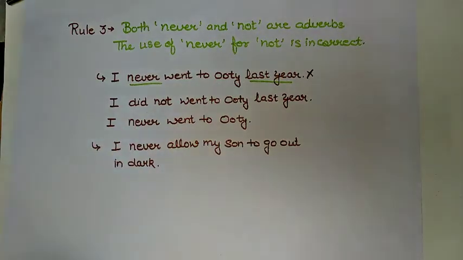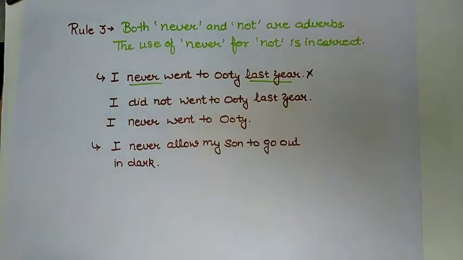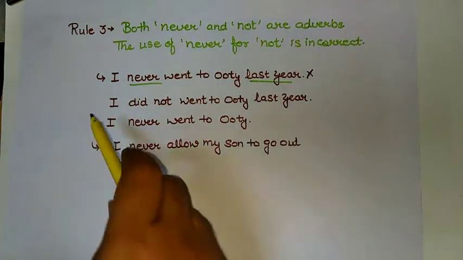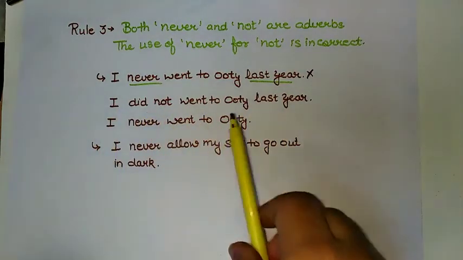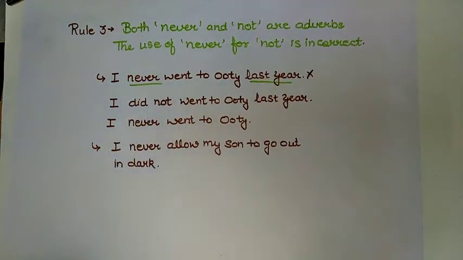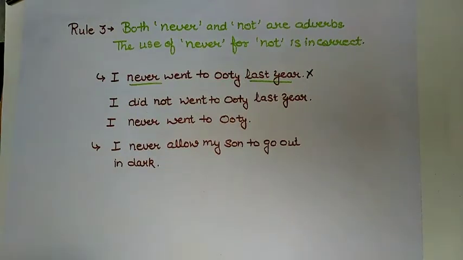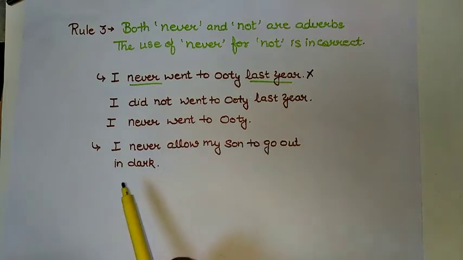So when you are using never and last year together, they are not making sense. The sentence can be either I did not go to Ooty last year or I never went to Ooty. Using both last year and never here is wrong. Never is used when something has not happened till now, not even once. Like if I say I never allow my son to go out in the dark, not even once. So never is right here.